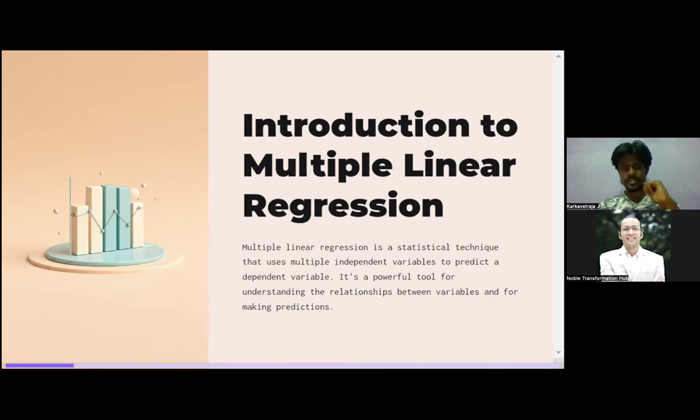Multiple linear regression is a statistical technique that uses multiple independent variables to predict the dependent variable. It is a powerful tool for understanding the relationship between the variables and for making predictions. To put it simply, in linear regression we have only one independent variable, but here we have multiple independent variables to predict the value of the dependent variable. We have only one x in linear regression; since it is multiple linear regression, here we have more than one x. Everything else is the same. Hope you have understood this.